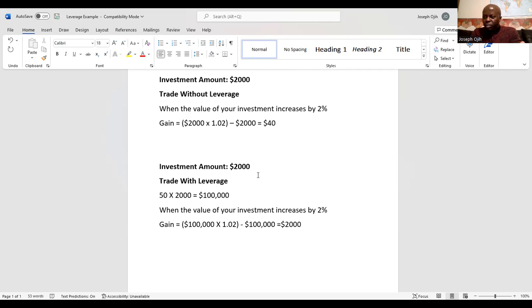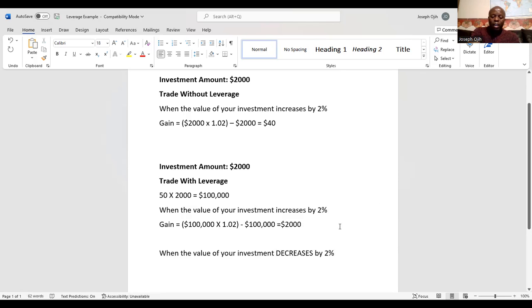a double-edged sword. So instead of your value of investment increasing by 2%, suppose that instead it decreases. Maybe the Fed made a statement that they're not going to raise interest rates, and this caused the value of the dollar to fall by 2%, for example. In that case, the leverage will work against you.